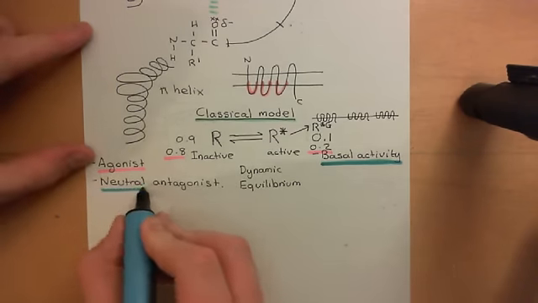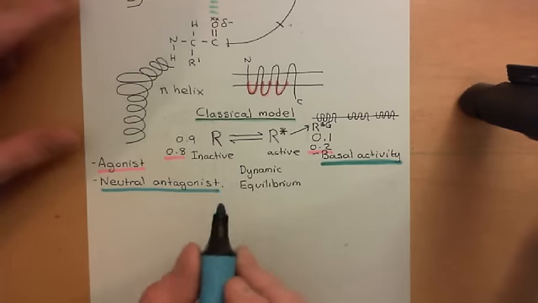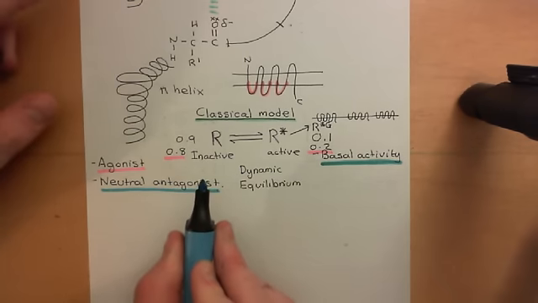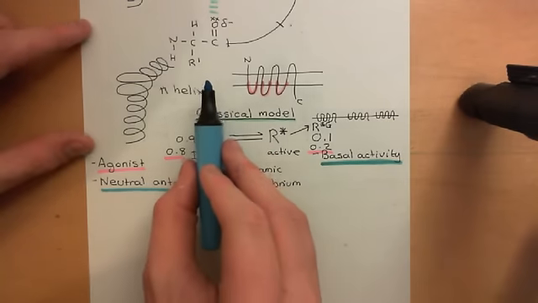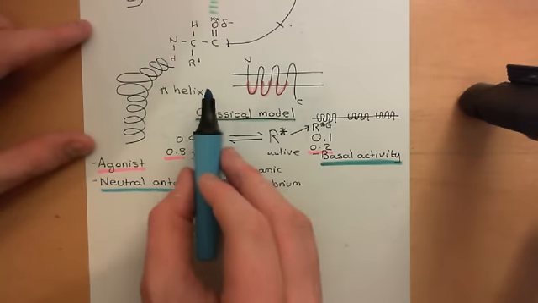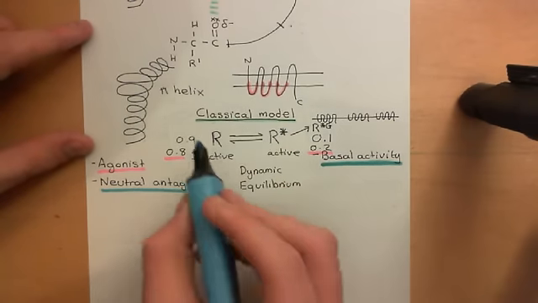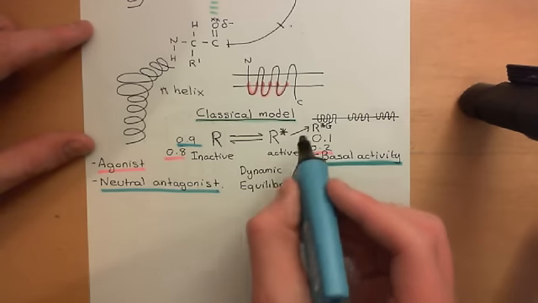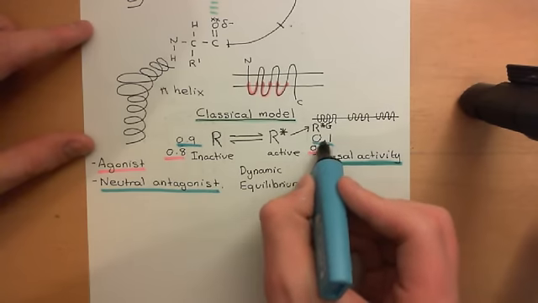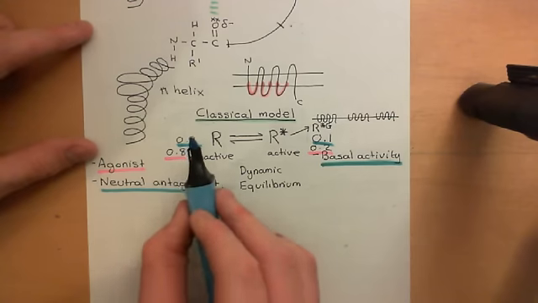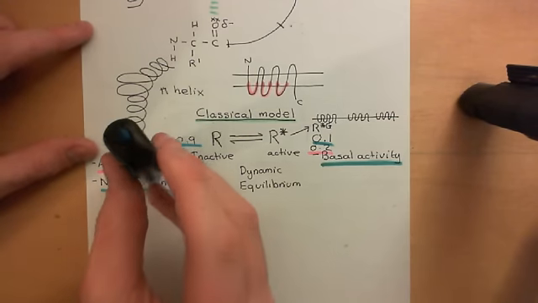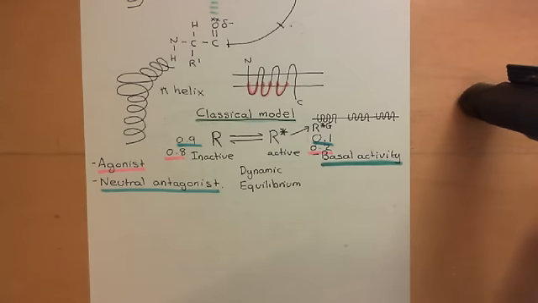Okay, this is a molecule which binds to the receptor and does not change in the slightest the probability that the receptor will be in the inactive or the active state, i.e. it does not change the fraction of receptors that will be in the inactive versus the active state at all. All it does is block a binding site for some other molecule which might have been an agonist. Okay, so that's what a neutral antagonist is. A molecule which doesn't change the fraction of receptors that are in the inactive versus the active state at all.